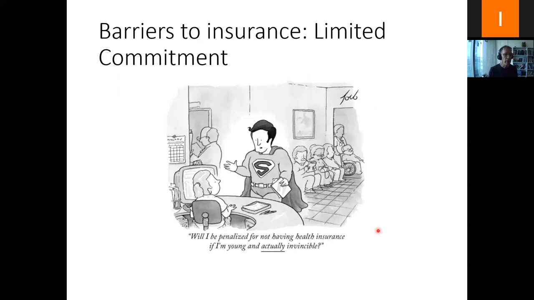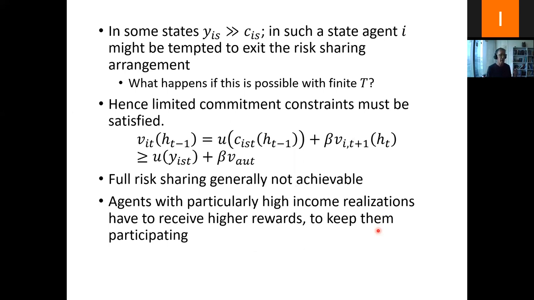Similarly, if somebody looking forward in their life thinks that they could be better off without participating in mutual insurance than by participating, we have a problem of limited commitment. People might leave the risk sharing equilibrium if they can do better by themselves. And this, I think, might be part of what happened in Burkina Faso. So in some states of nature, suppose my own income is much, much higher than the amount of consumption that I would get in the risk sharing equilibrium.